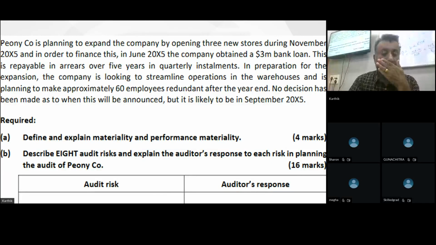Okay, now. They've asked you for 8 risks here. First, let's identify every risk. Then we will see why. First, we'll identify the risk.